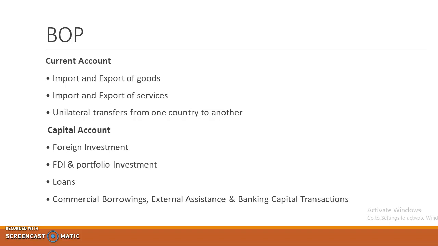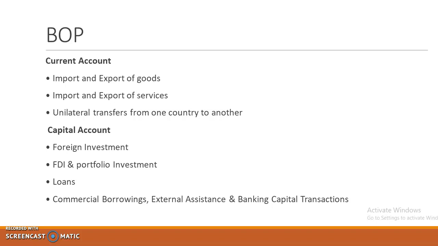And capital account tells about the movement of capital from our country to foreign countries and the capital inflow from foreign countries to our country. So all these transactions come under the capital account. So current account deals with goods and services. Capital account deals with the movement of capital from the nation to foreign countries, and from foreign countries to our nation.